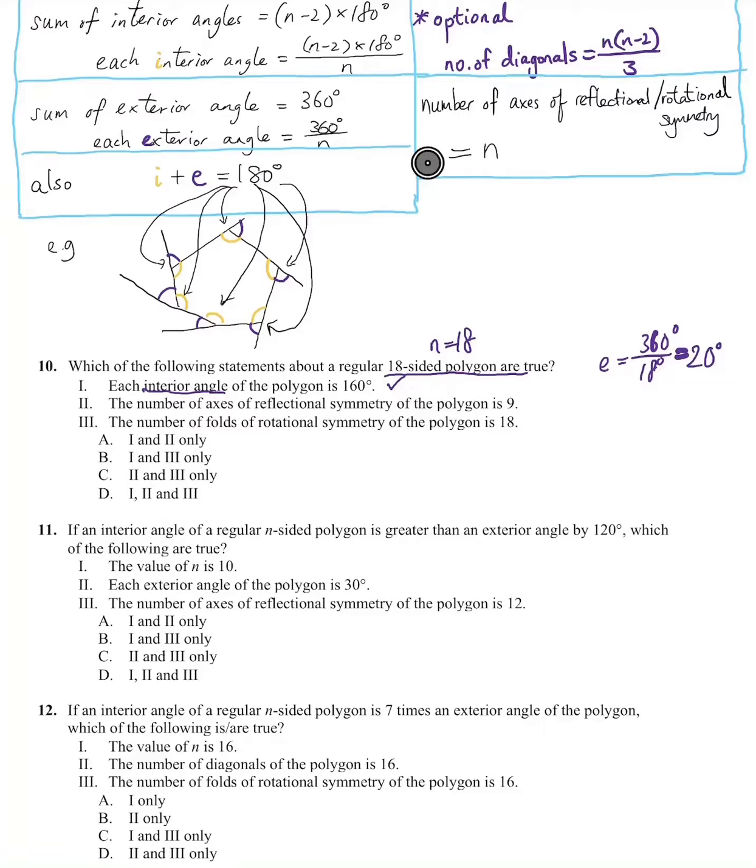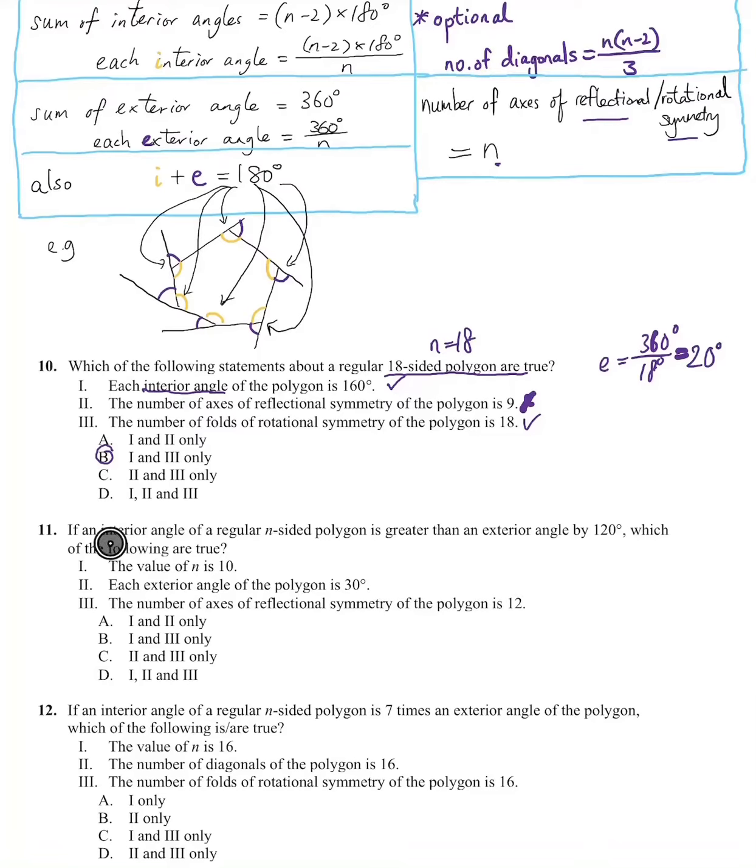And the reflectional symmetry statement is wrong, because as I said, it's equal to n. And the rotational symmetry is n, and n is 18. The number of folds is 18. So that is correct. And for that reason, the answer is B. Okay, and let's do number 11 as well.